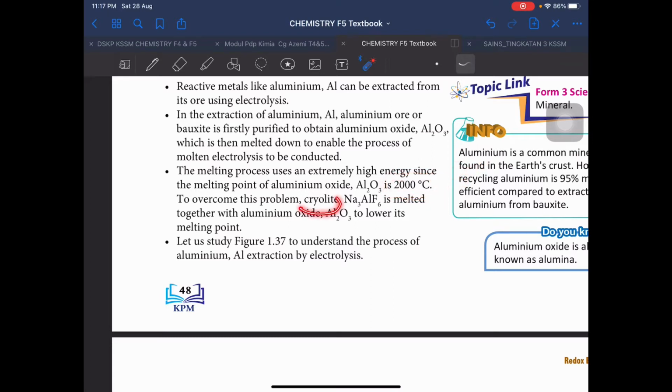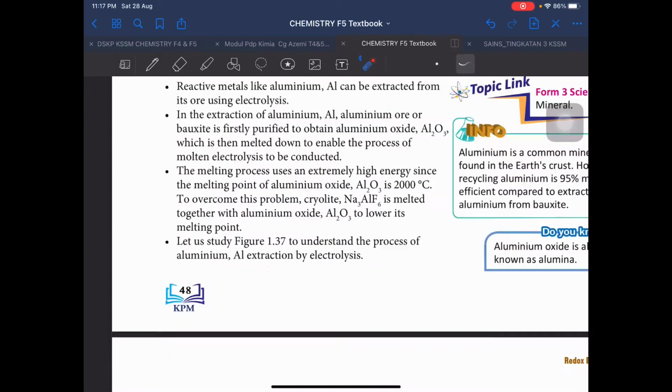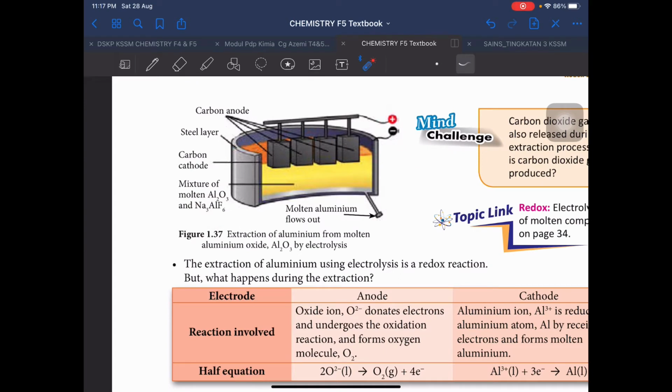Okay, we use cryolite. Cryolite is melted together with aluminium oxide. Why do we melt them together? To lower its melting point. Remember, aluminium oxide is what we want to extract, and its melting point is very high. We lower it a bit so that the factory saves some electricity. So we use cryolite. That's why the picture has cryolite, to lower the melting point of the molten aluminium oxide.